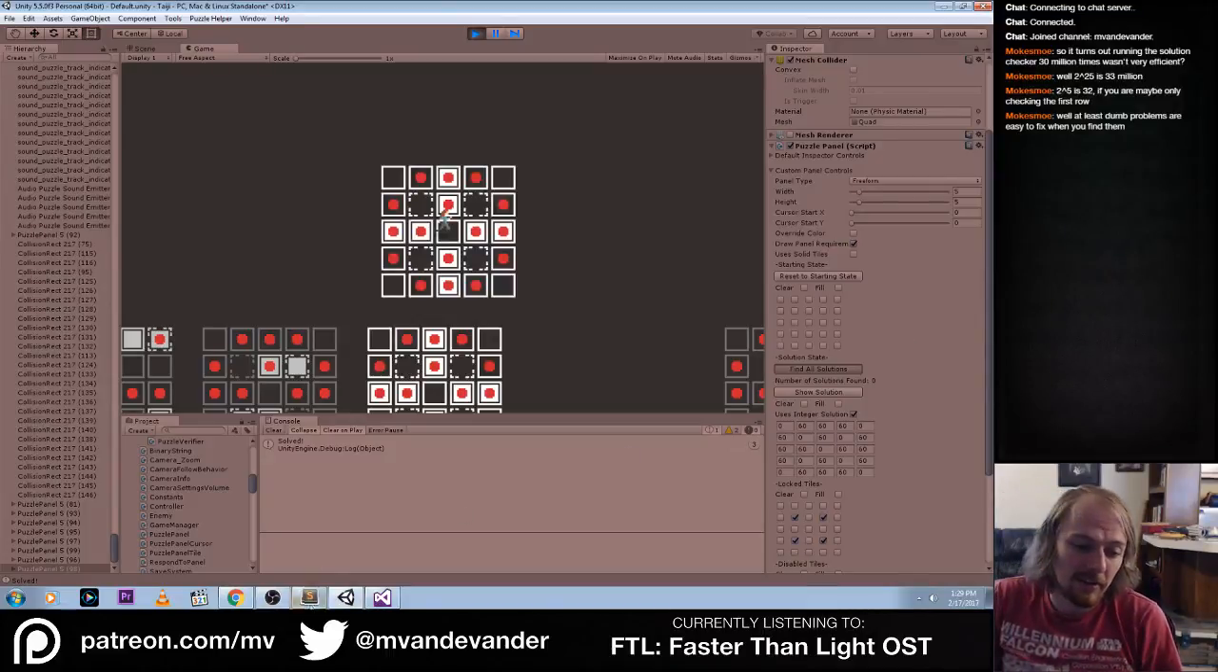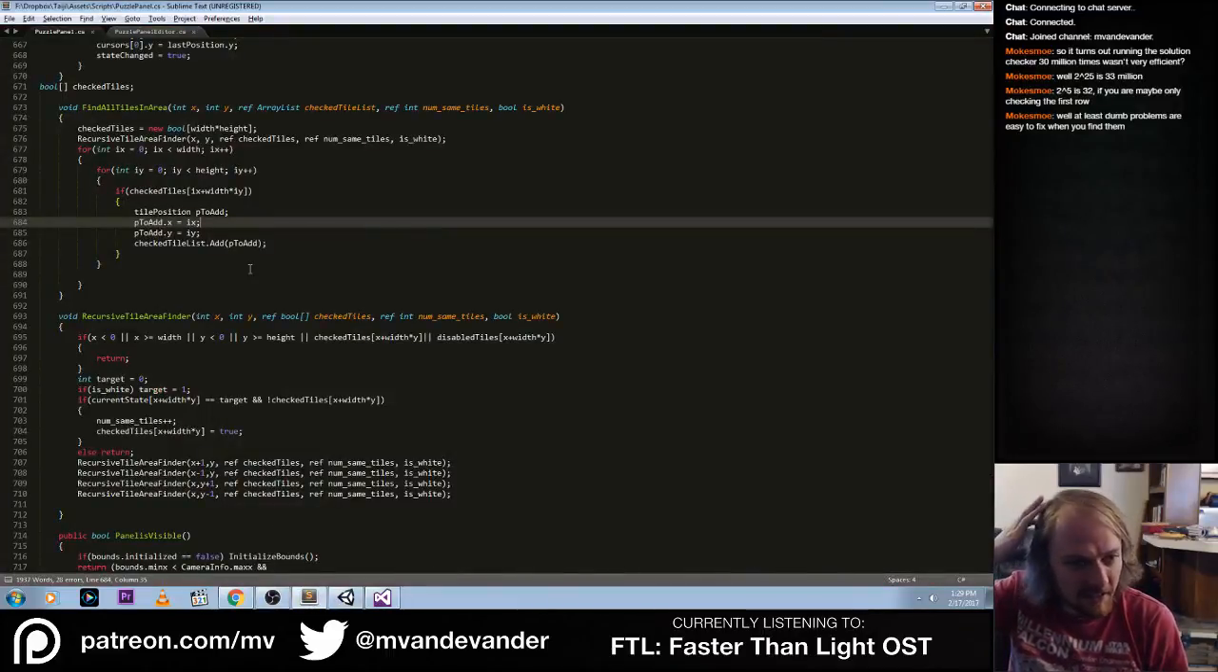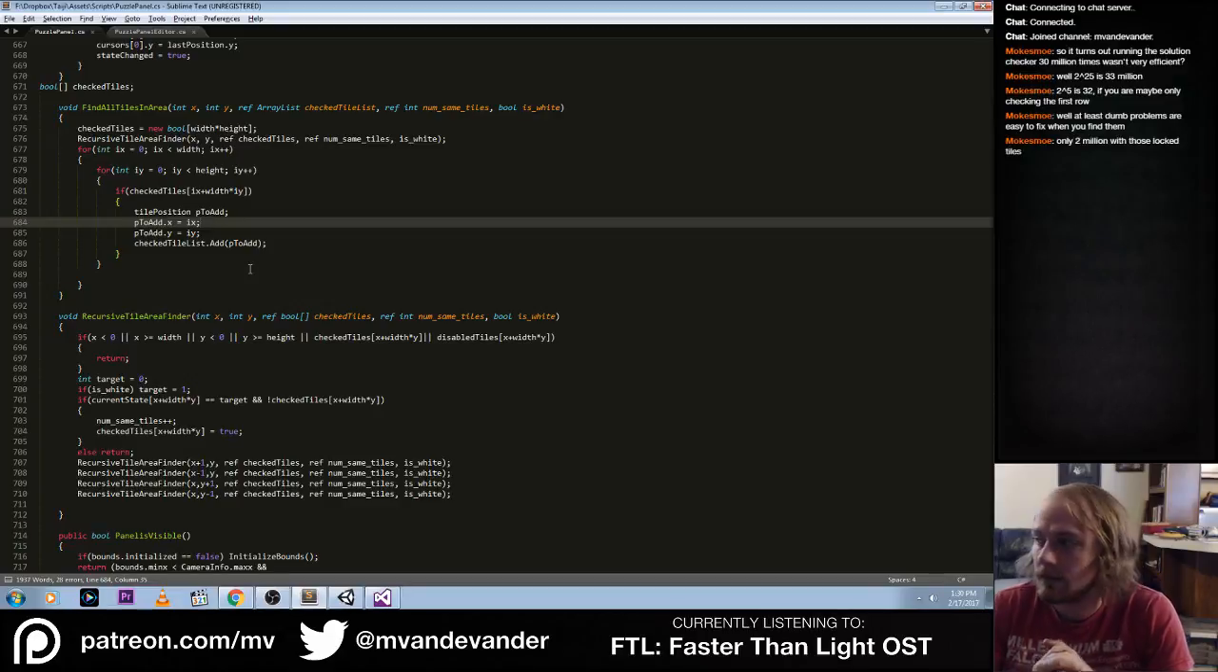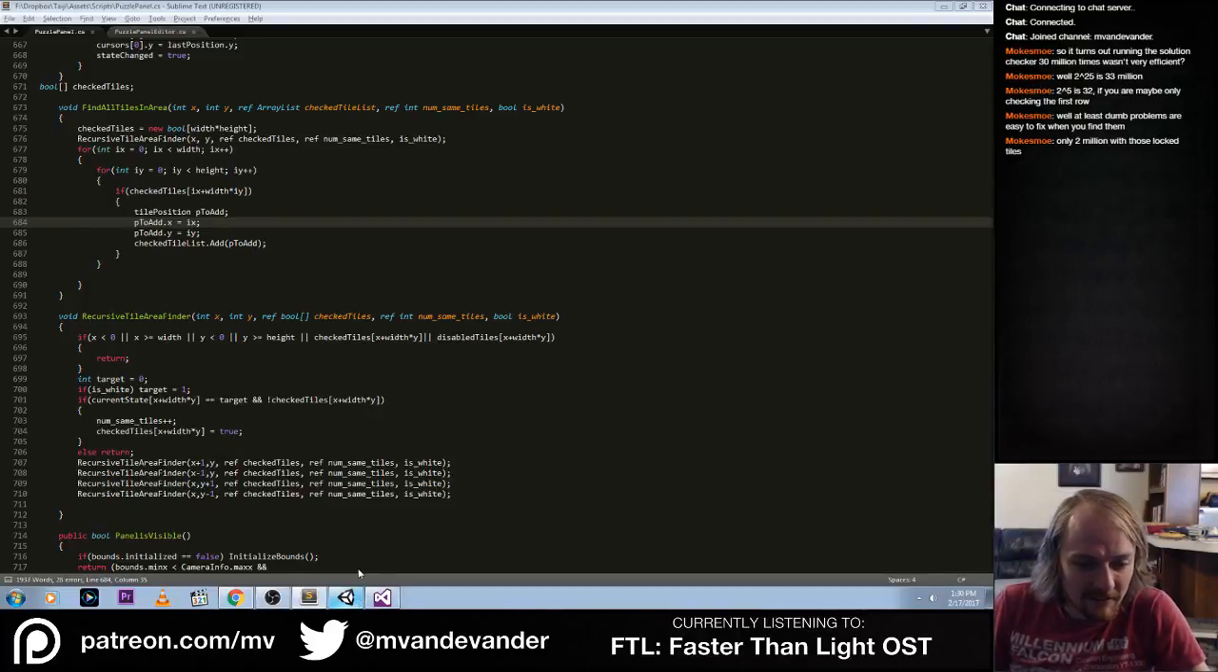Yeah, the dumb problems are easy to fix when I find them. They just are dumb. Anyway, I'm hoping that that is faster. It may not actually be faster, but it doesn't seem like it made enough of a difference to make this actually viable.